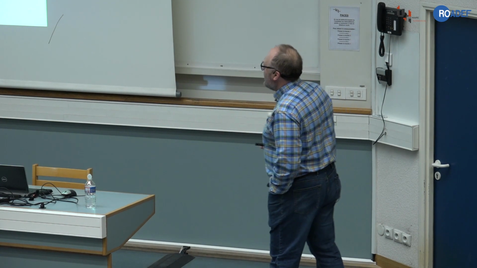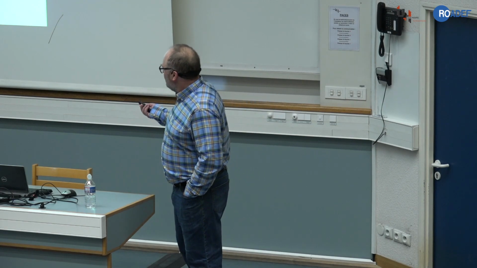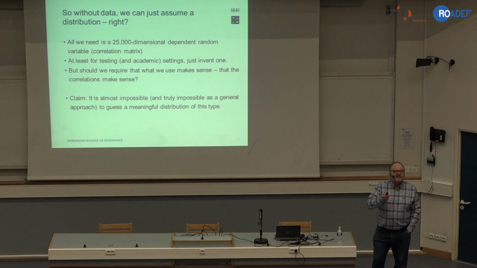We want one that makes sense, right? So that when we have done our testing, we know that testing is at least applied to a problem that could have been the right problem. And that's not obvious here. And I would say it's almost impossible, and truly impossible as a general approach, to guess a dependent distribution of this type. Why is that?